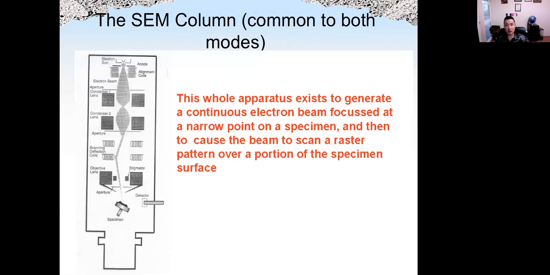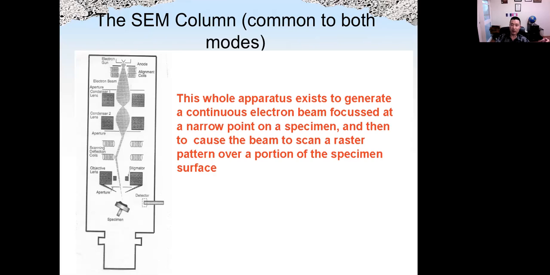Then let's see how SEM works. The SEM machine will generate continuous electron beams focused on very small areas of the specimen. The beam will scan raster patterns, basically like what we type. From left to right, one line, and then again from left to right, another line beneath the first line, and so on. So we call that a raster pattern.